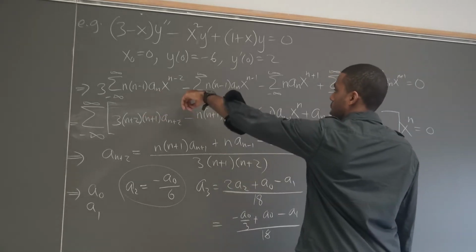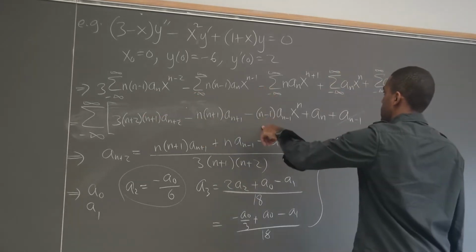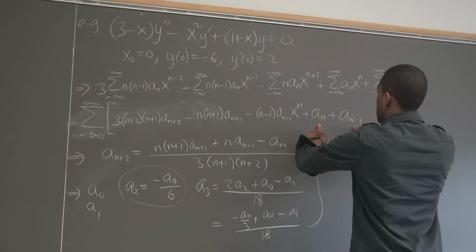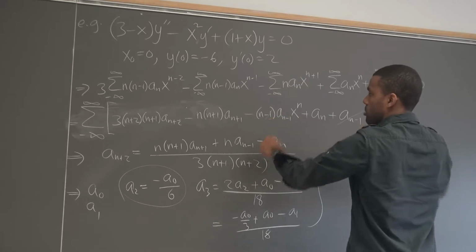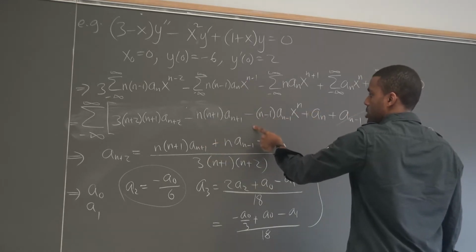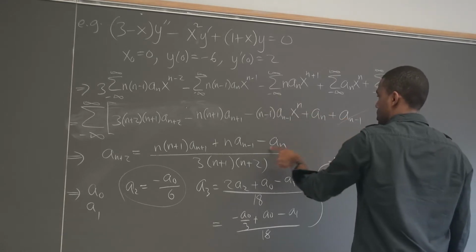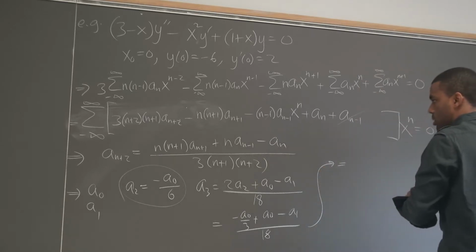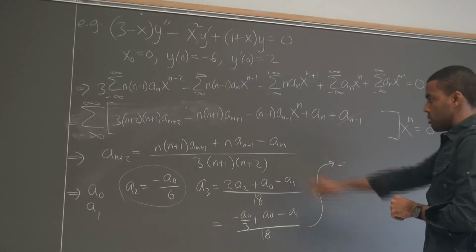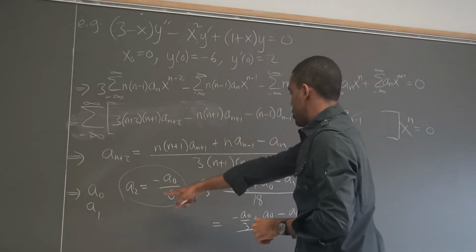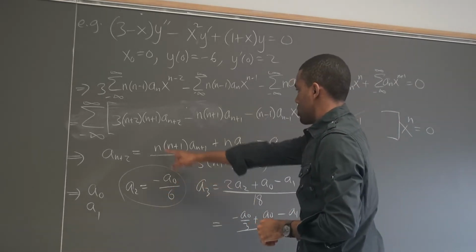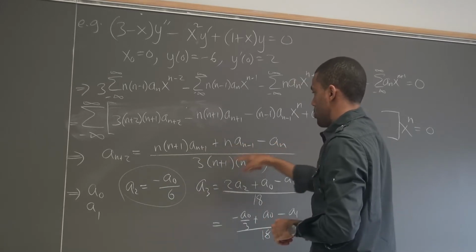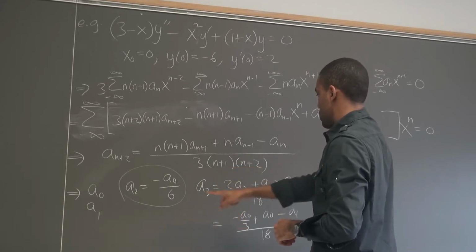This was plus, this was minus, this was minus, this was plus, this was plus, that went away. So move that over, that's a plus, move this over, it's a plus, move this over, it's a minus. That's okay, right? You're okay up to here. Our A0 was 0, 0, minus A0 over 6. Okay, that's fine.